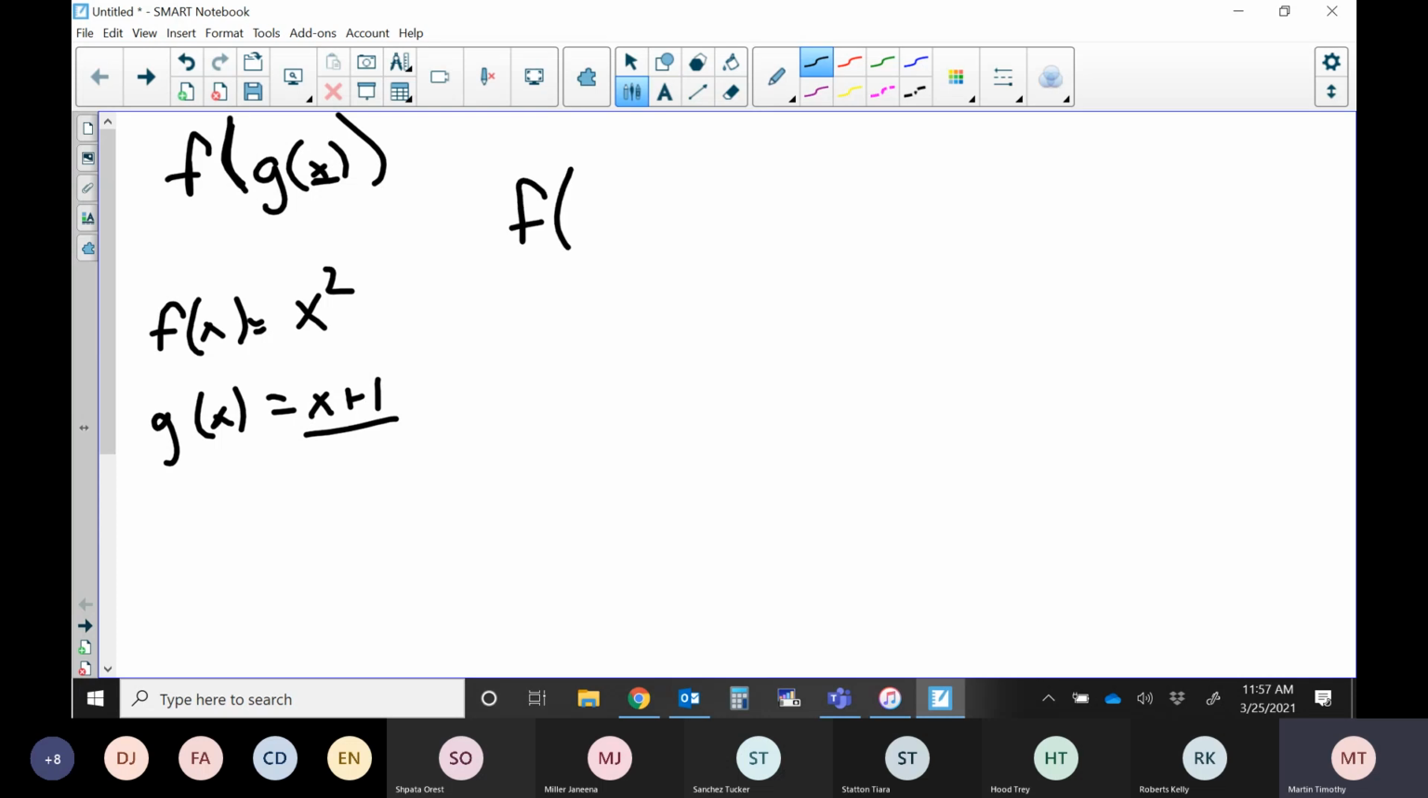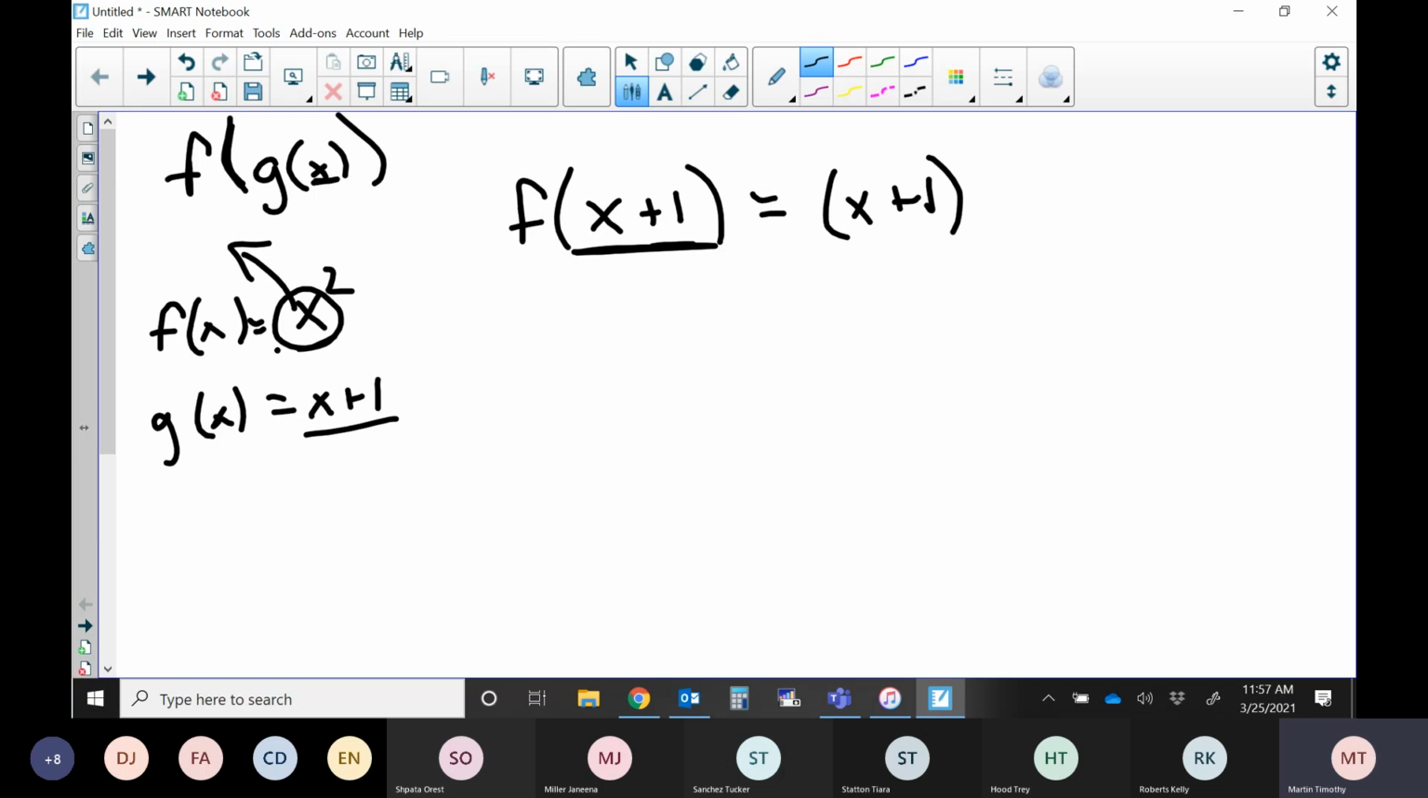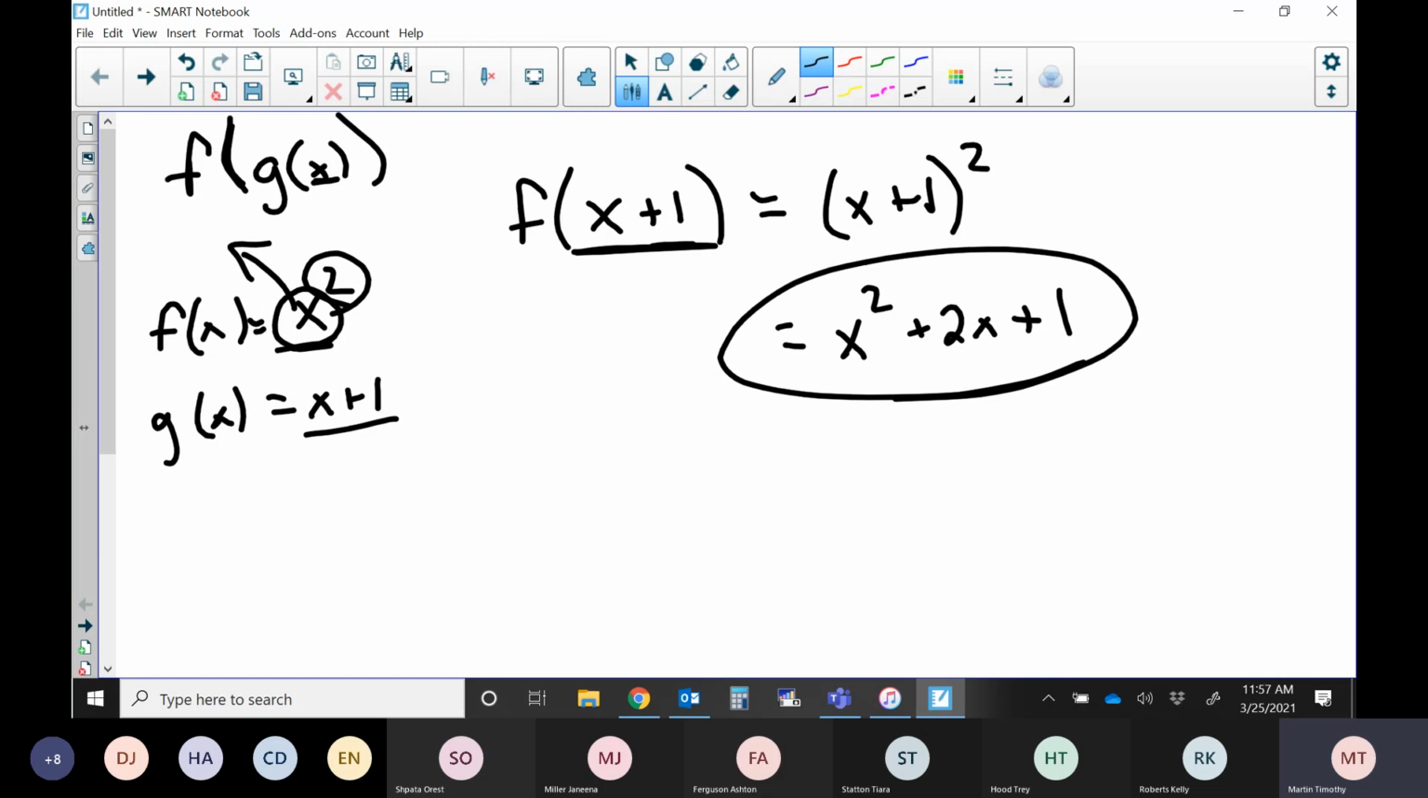So this turns into f at x plus 1. And then what happens is when I go to write this f function, instead of writing the x, I take it out, and whatever's in the parentheses goes inside there. So all this turns into is just x plus 1. That's replacing the x, and then the squared is still there. That's from right there. And then we can distribute that out, and it would turn into x squared plus 2x plus 1. And that would be my final answer. And that's it.